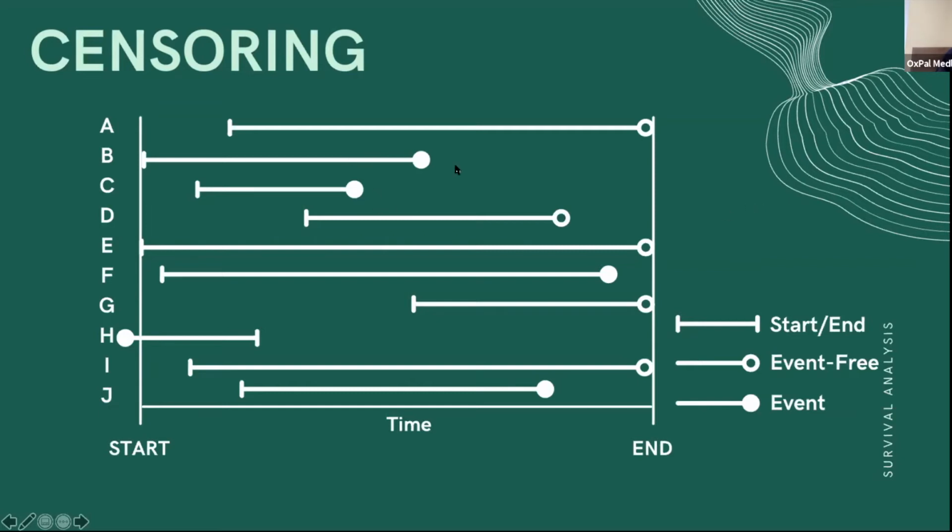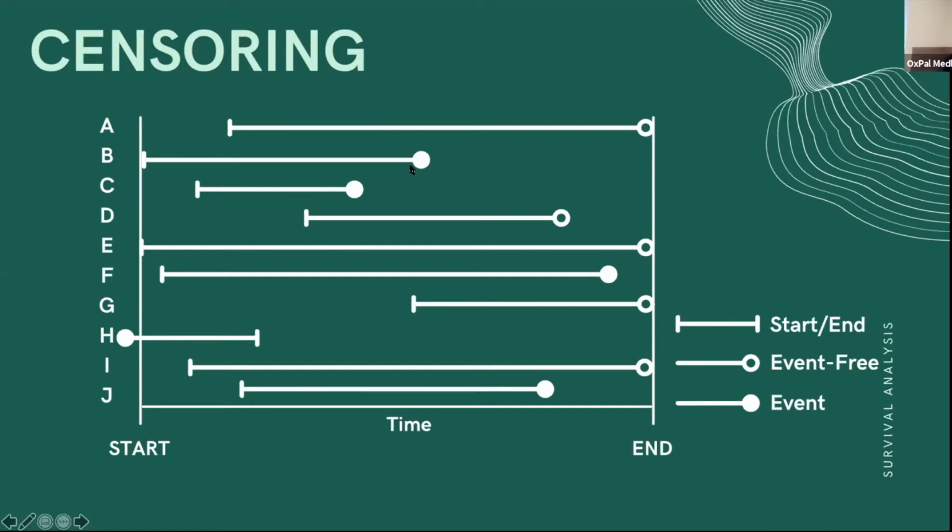And then do we think that participant B is censored? And if participant B is censored, whether it's right or left censored. And then same for participant H. So it seems that the event happened before they started the observation period. So is this patient censored or not?